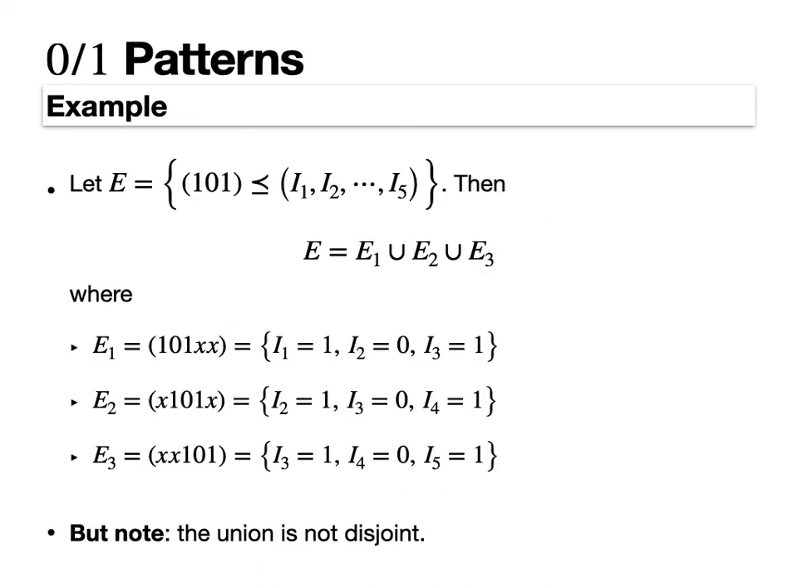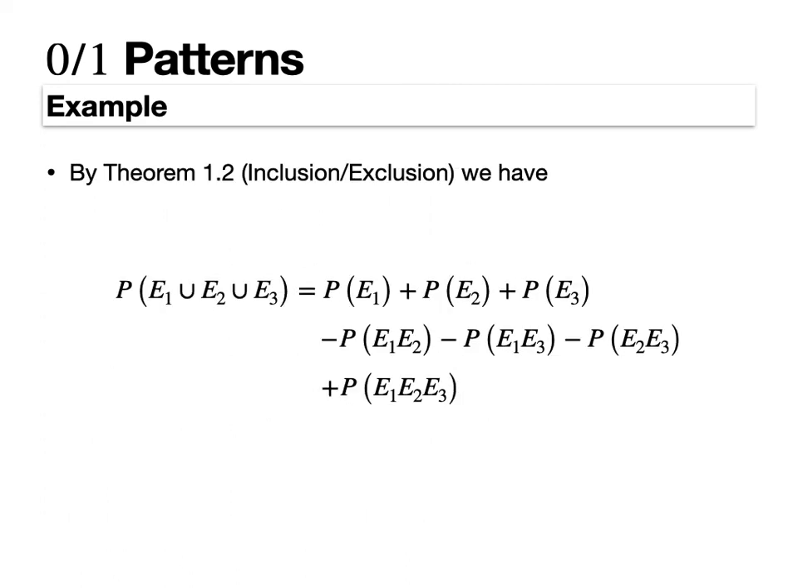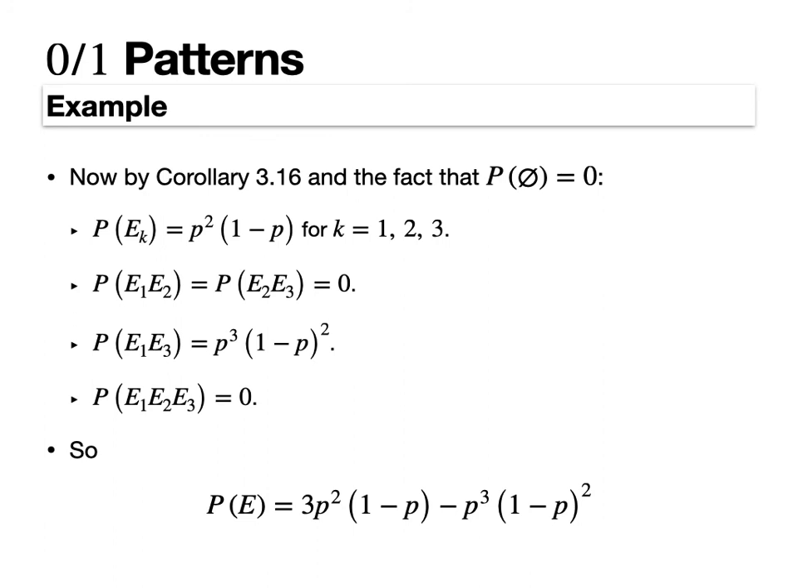And similarly, I2 and I3 would have that same probability, E2 and E3 would have that same probability because the events E2 and E3 just all have two 1s and one 0 in them. So the probability of E1 equals the probability of E2 equals the probability of E3 equals p squared times 1 minus p.